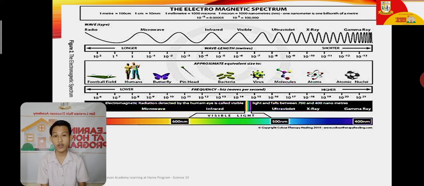Okay? Do you still recall the lessons you've learned during your grade 7 science physics? Okay, so ipinaliwanag sa inyo doon yung characteristics and properties of waves, di ba? Merong iba't ibang parts and characteristics yung ating wave.